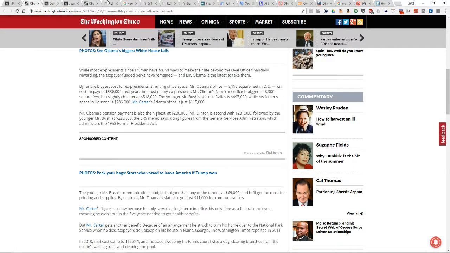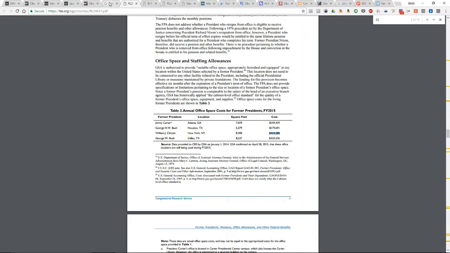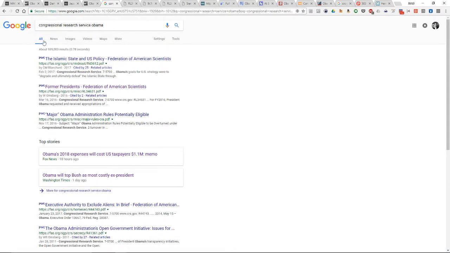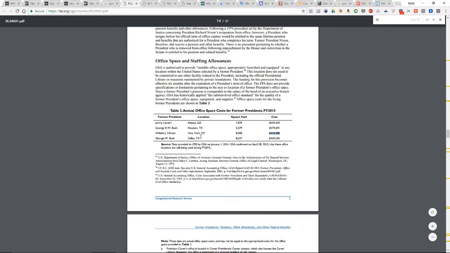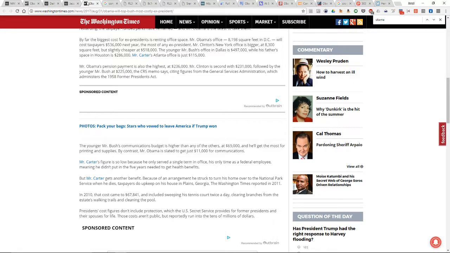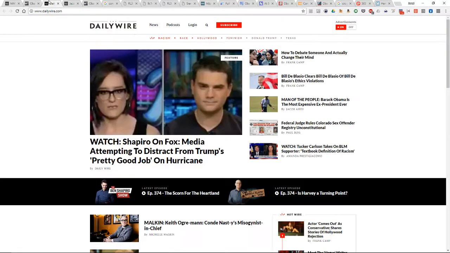So we start Googling around and we find a few PDFs that list previous presidents, because this report is from 2016 and this shows the 2015 costs. And you can see George W. Bush 420 in the 2015 fiscal year. I don't know what the government fiscal year runs, but that would be something you'd have to look up.